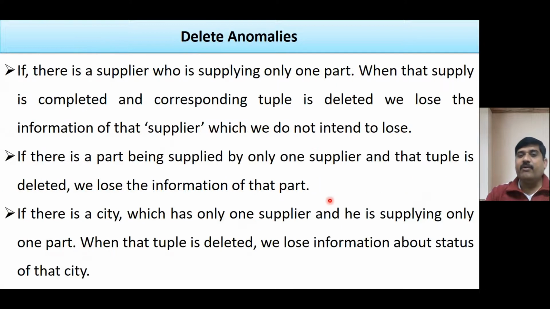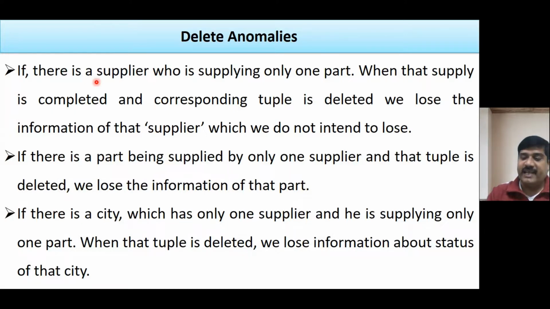Now deletion anomalies. Suppose there is only one supplier who is supplying only one part. When the supply is completed and we want to delete the corresponding tuple, we will lose the information related to the supplier. If there is a part being supplied by only one supplier, and if we delete that tuple, then we will lose the information of the part. If there is a city in which there is no supplier or only one supplier, and if we want to delete the record related to that supplier, we will lose the information about the status of that city.